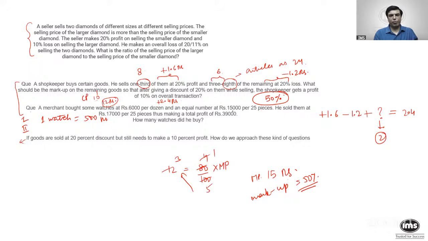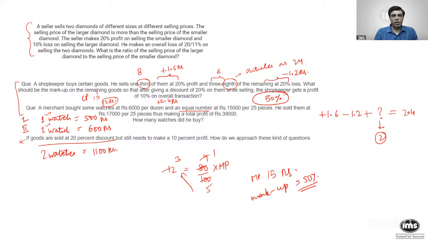25 pieces for 15,000. 15,000 divided by 25 is 600. So in the second category, you are buying one watch for 600 rupees, which means if you are buying an equal number of watches of the two types, you are buying a total of 2 watches for 1,100 rupees, right?